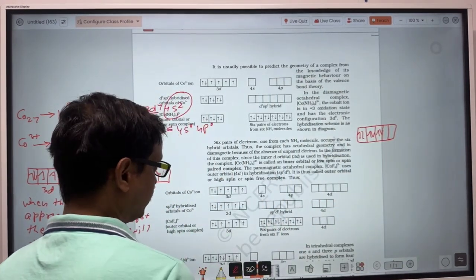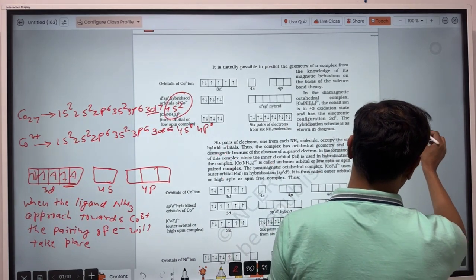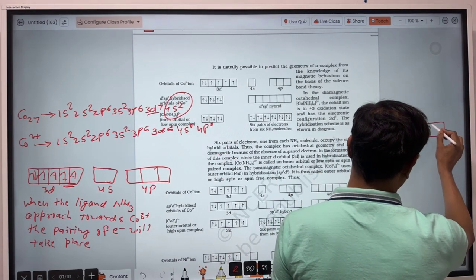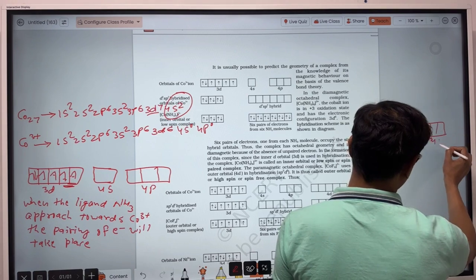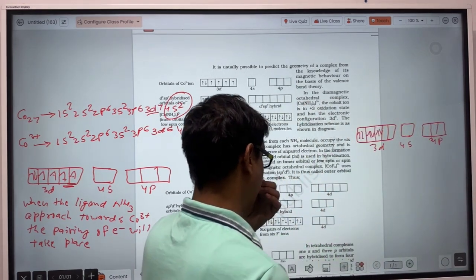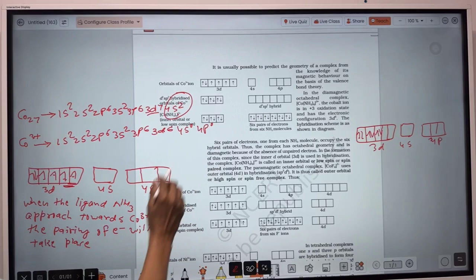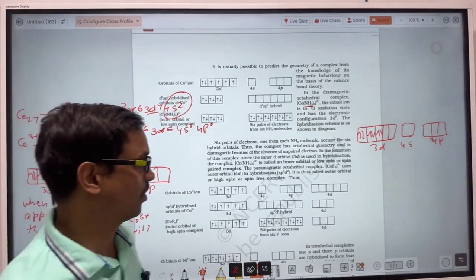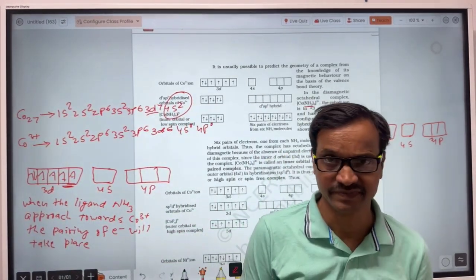This 6 electron here will come, and here 4s. This is 3d, 4s, and here 3d. Oh, 4p. This one. Then the coordination number here is 6. Coordination number is 6, and they will have to form 6 sigma bonds.